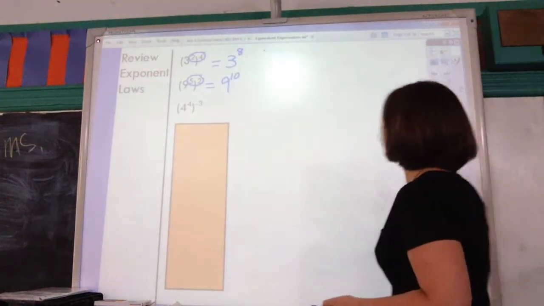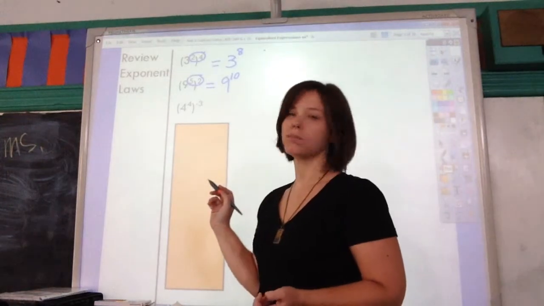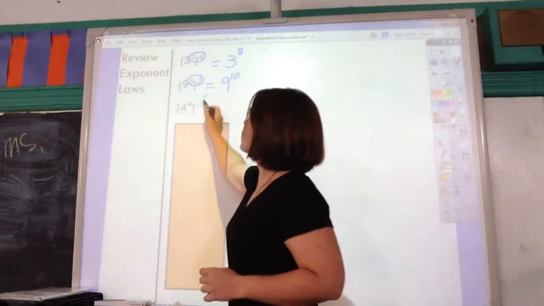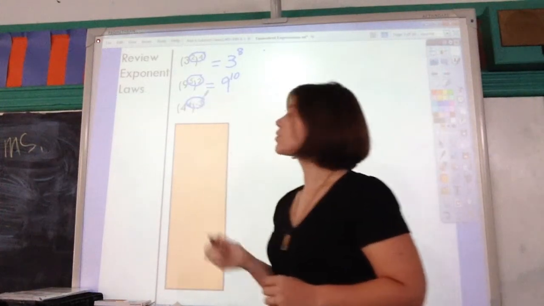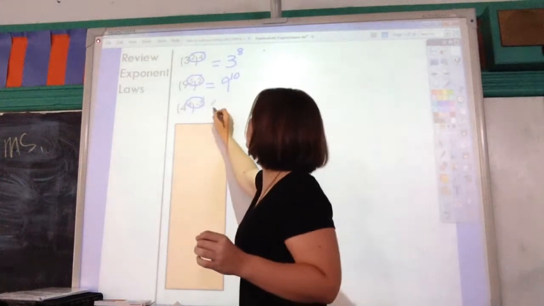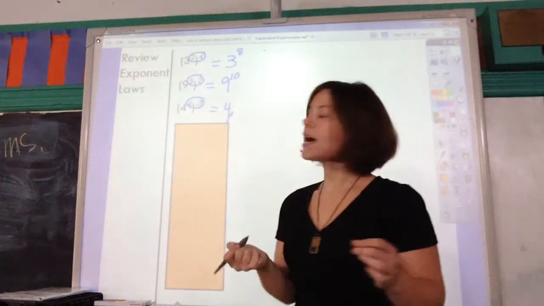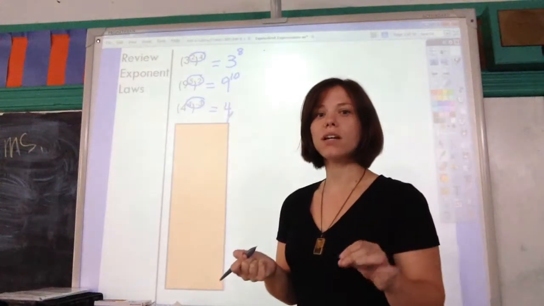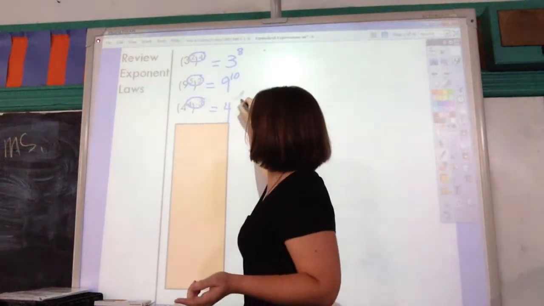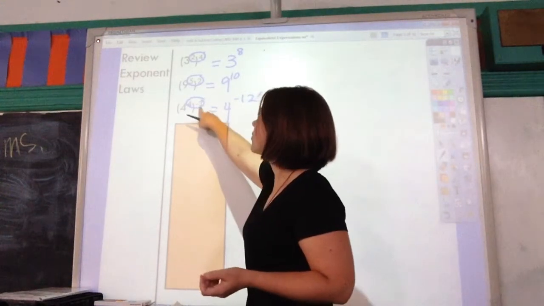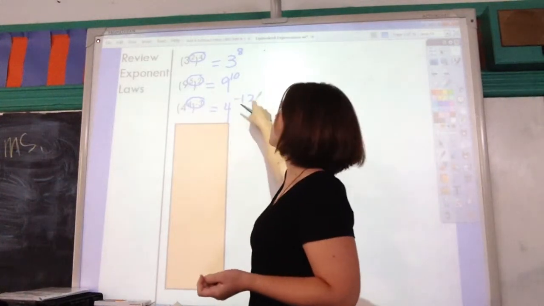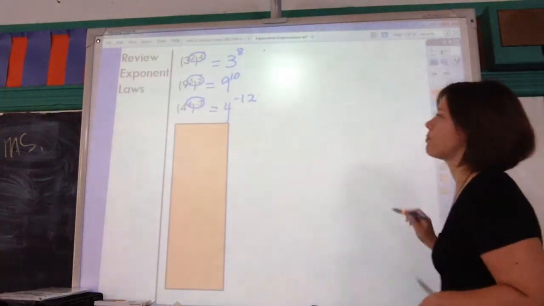4 to the 4th to the negative 3rd. Same thing goes. My exponents are squished together, so I'm going to multiply them. Keep my base of 4, and then multiply my exponents. 4 times negative 3 is negative 12. Because it's like you borrow $3 from me 4 times, now you owe me 12. That's the first one. Powers of powers law.